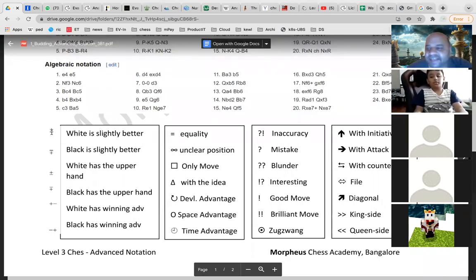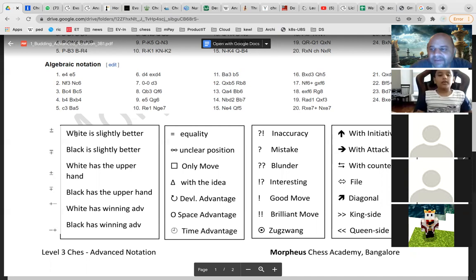Anyway, it is there with you. See, white is slightly better. How is it written? It is written with a plus sign on top of an equal sign, because it is only slightly better. So it is almost equal, but with white having a slight advantage. The other way around, if the equal sign is on top and the plus is below, then that means black is slightly better.